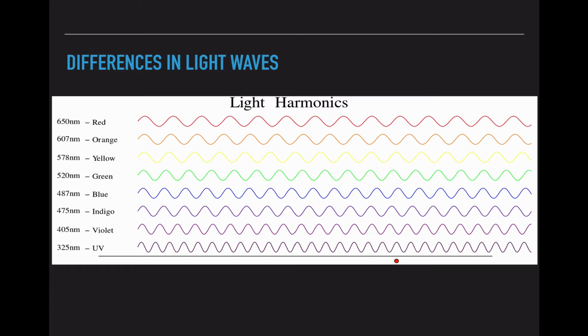Yellow is a little bit less, green's a little bit less. And then when we see violet, notice how close the waves of violet are compared to red. Red is actually the lowest energy light. Violet is the highest energy light because there are more waves in the same area.